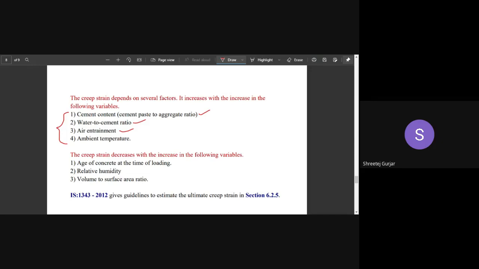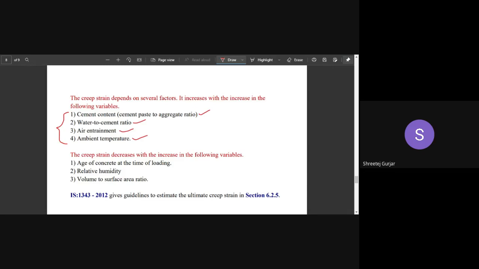Coming to your fourth point, ambient temperature. If the ambient temperature is more, there will be more creep strain, and if the ambient temperature is lesser, there will be lesser creep strain. So it is directly proportional to your ambient temperature. By ambient temperature, I mean the environmental temperature around your concrete. If that is more, there is more creep because if the temperature increases, there is more loss of water from your voids, and that will increase your creep strain.